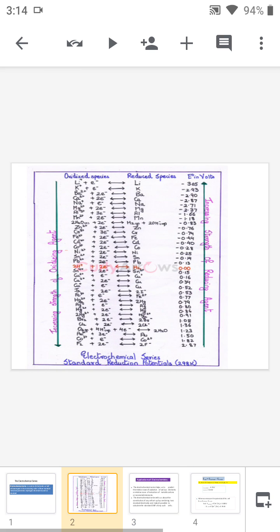As we discussed earlier, we can easily predict the character of an element by using the electrochemical series. See, for example, for lithium in the electrochemical series, the reduction potential is minus 3.05. From that, we can conclude that lithium undergoes oxidation in a chemical reaction. Whereas fluorine, the last element, has a reduction potential of plus 2.87. From that we can understand that fluorine always accepts electrons and undergoes reduction. So similarly we can determine the character of an element in a chemical reaction before the actual reaction.